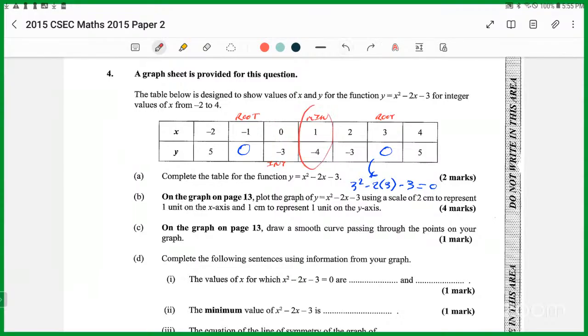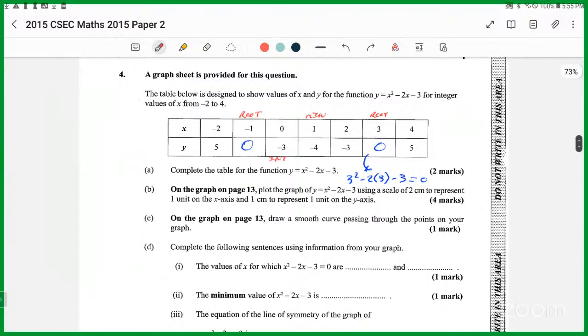This is the minimum point. These are the two roots where the graph intersects the x-axis. The graph has a smile shape. And your axis is x equals 1. That's the axis, x equals 1. Minimum point is 1, -4. Well, that's what I want us to do.